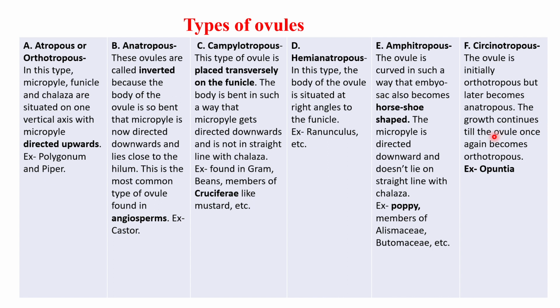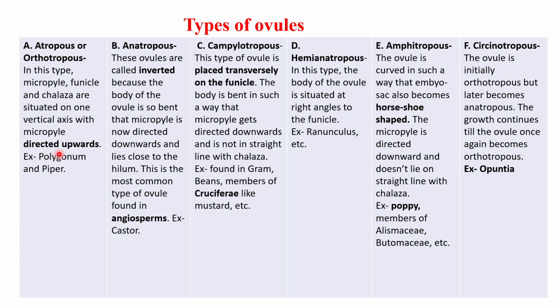The growth continues till the ovule once again becomes orthotropous. This is found in Opuntia. And this is how the different types of ovules look. And the most common question we can find in exams is about the anatropous or orthotropous type.